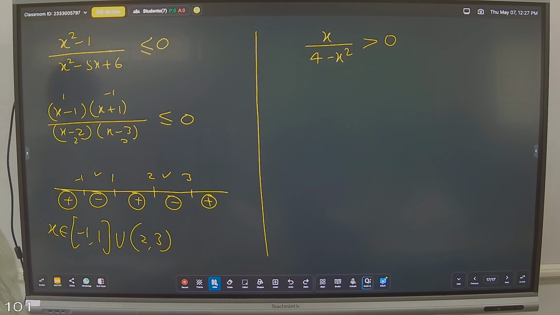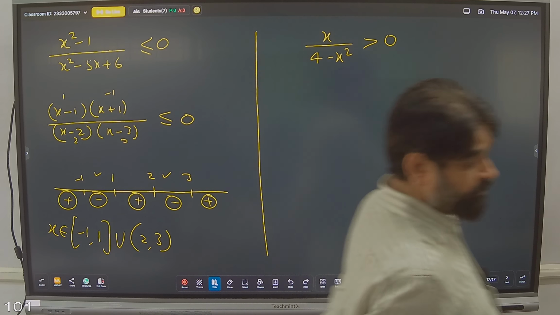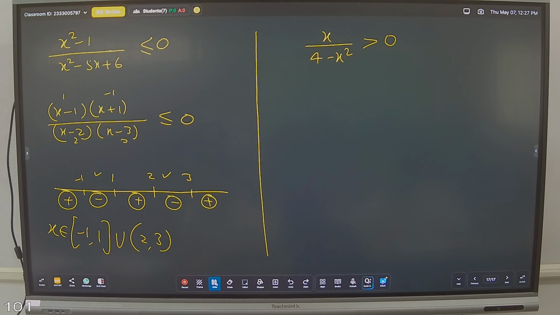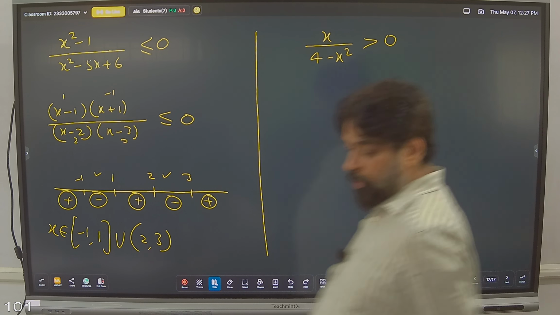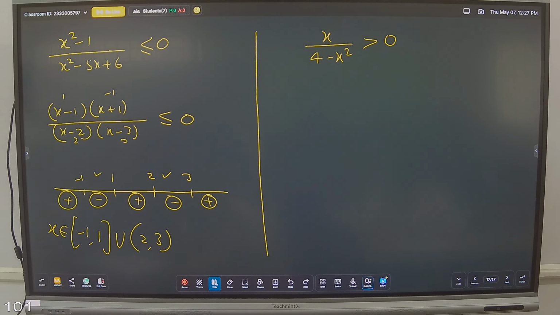It's wrong. Factor, factor. You are not able to factorize properly. Question is?